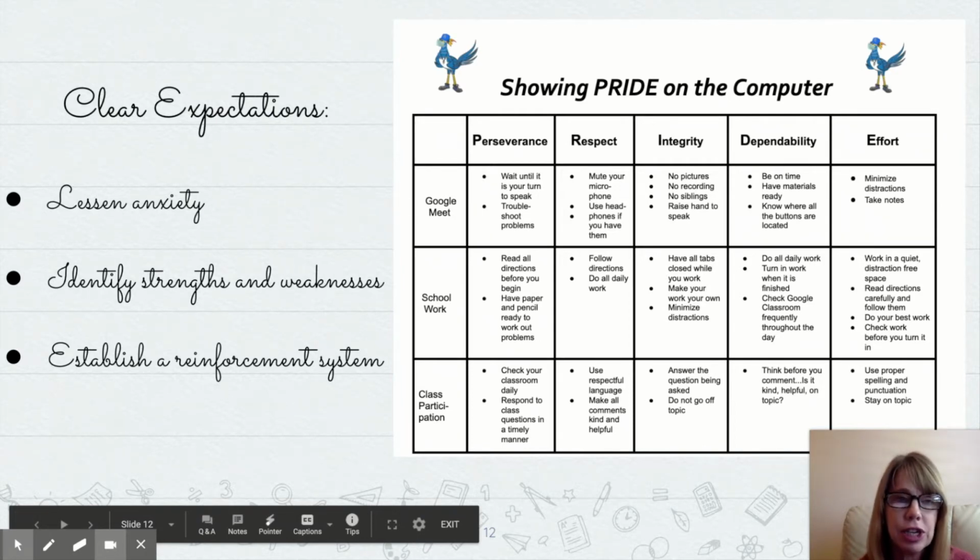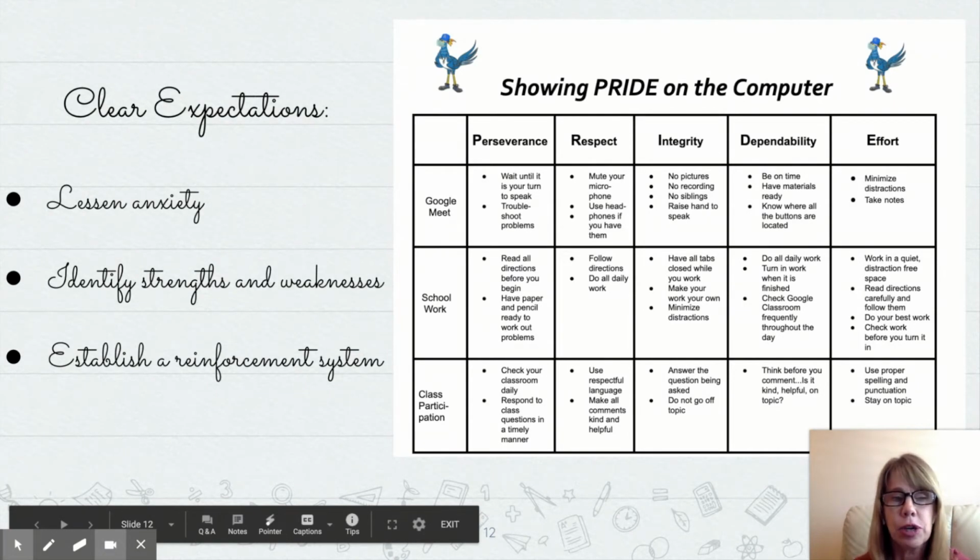I'm attaching a copy that you can print if you would like. And I'm also attaching a matrix that is not filled out. So you could possibly make one at home for your family because instead of Google Meet, you could have morning and then afternoon and then evening. Break it down to however many parts you want to, and then what the expectations are to persevere during that time: respect, integrity, dependability, effort. You can make one at home.